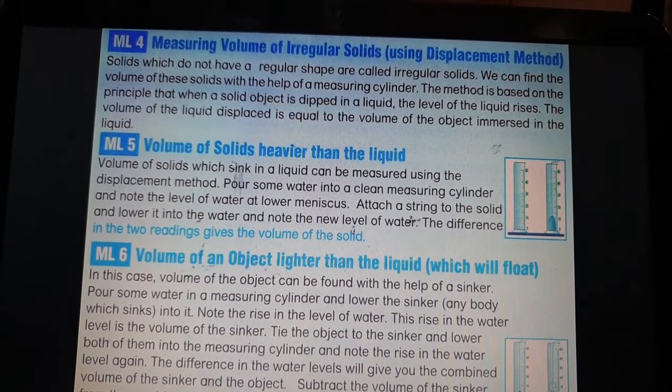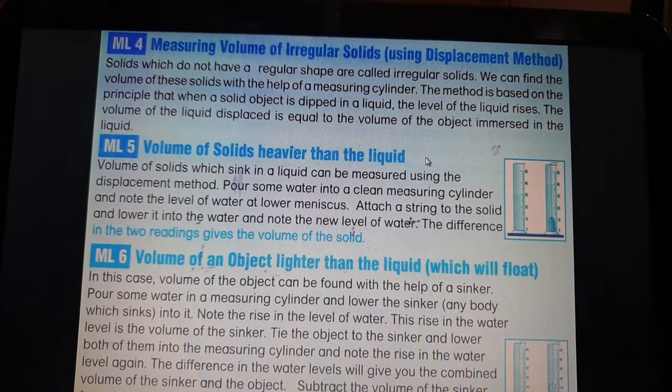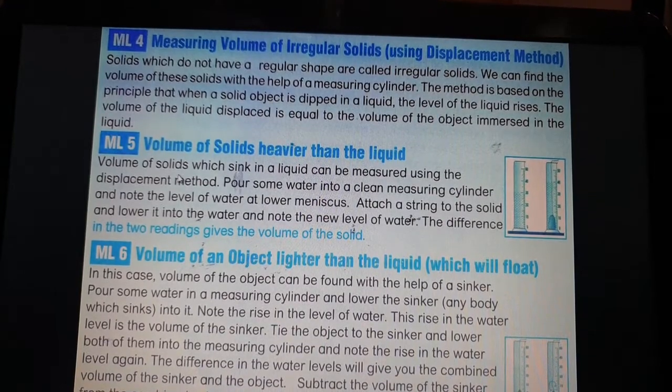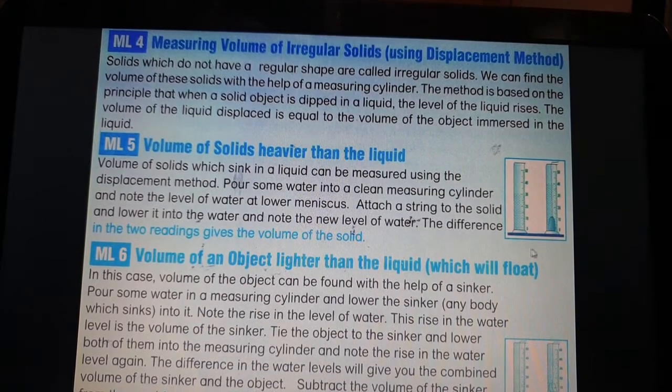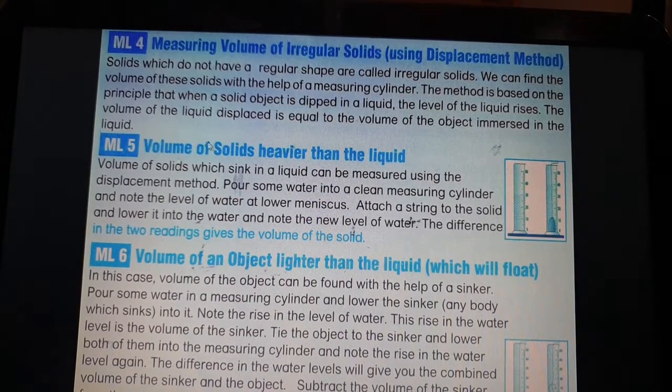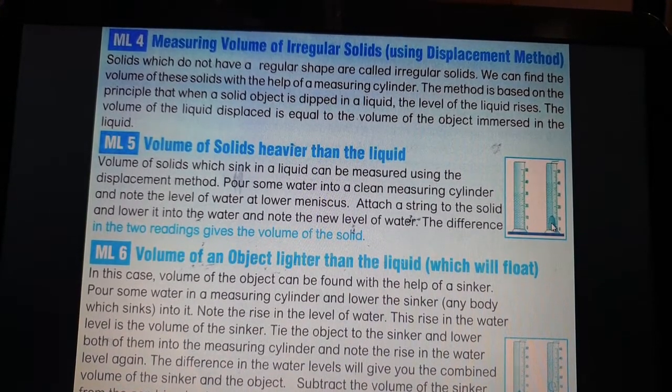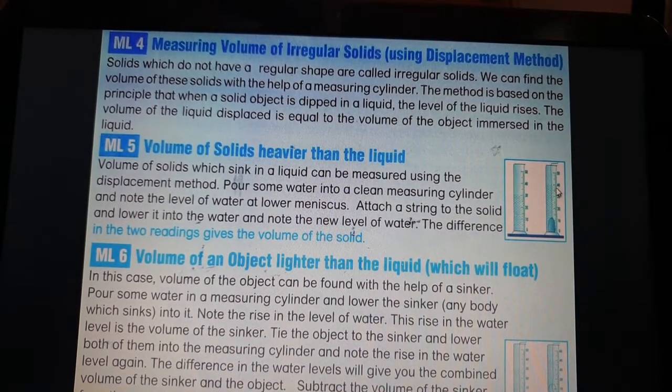Next, volume of solids heavier than liquids. The volume of solids which sink in a liquid can be measured using the displacement method. Pour some water into a clean measuring cylinder. So this is how we are going to measure the volume of solids heavier than liquids, that is, the stone is heavier than the water.